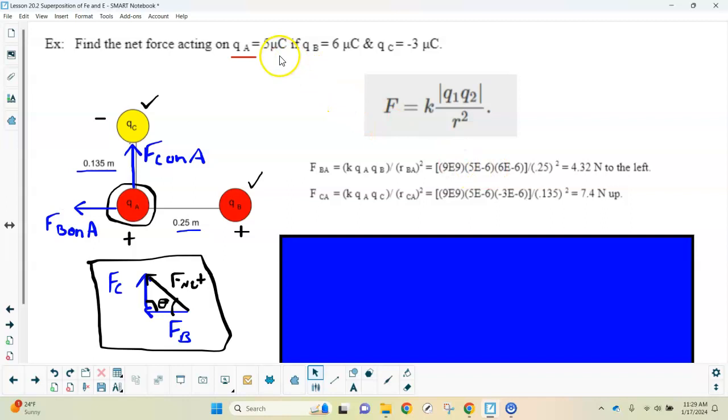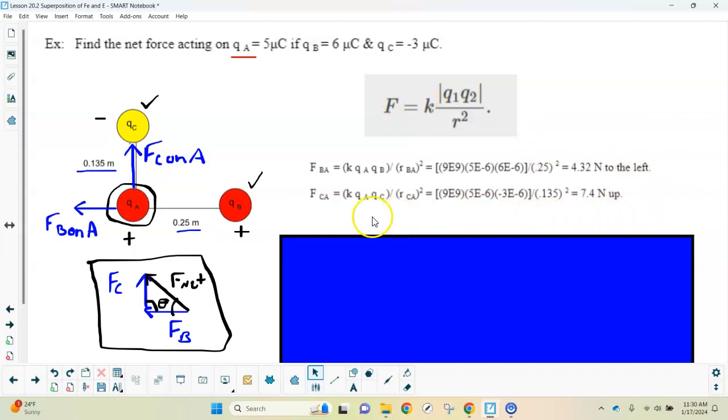5 times 10 to the negative 6, because micro stands for times 10 to the negative 6. B is 6 times 10 to the negative 6, so that's that one. And then I take that numerator and divide it by 0.25 squared. I used 0.25 because that's the separation between A and B, and make sure you square it. If you put that in your calculator correctly, you should get something like 4.32 newtons, and it should go to the left. So we've determined left from the picture. Nothing in the equation tells me it's going to the left.